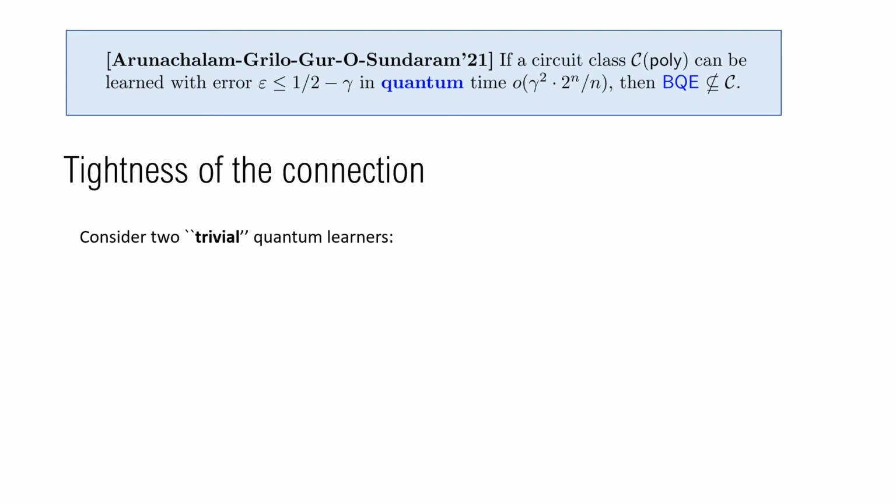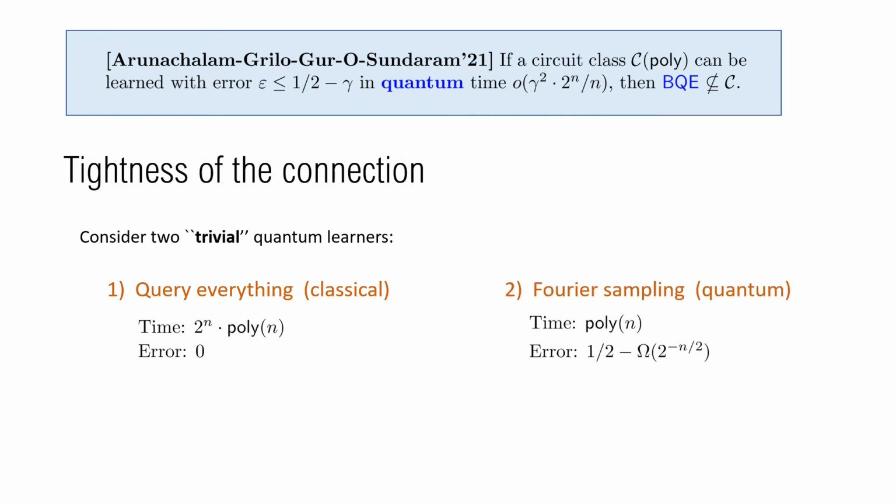Let me also highlight the tightness of the connection with respect to the involved parameters. For this, we consider 2 trivial learning algorithms. They are trivial in the sense that they work for any class of functions. So the first one is the algorithm that just queries the unknown function on all points. It runs in 2 to the n time. And our result is saying that if you can do anything better than 2 to the n time, then you get lower bounds. So the connection is tight with respect to running time.